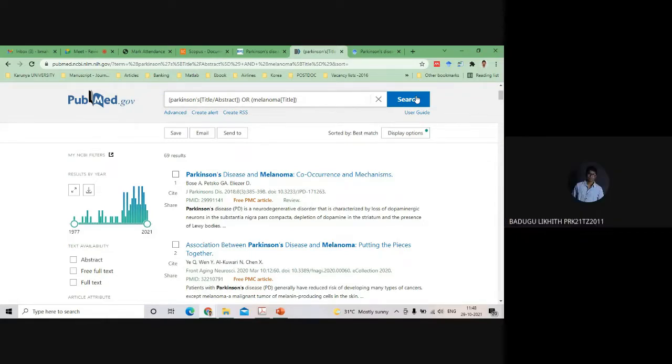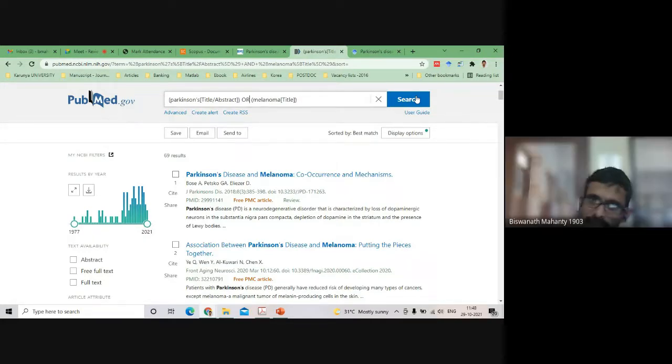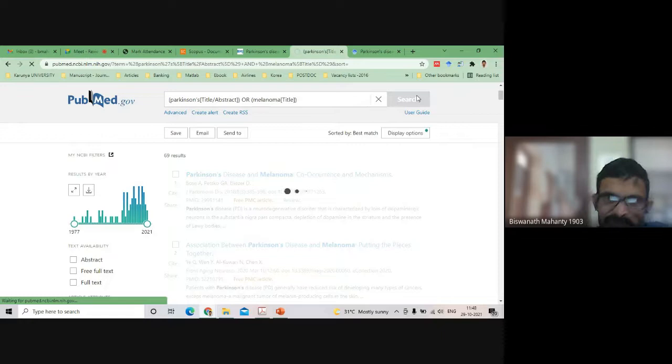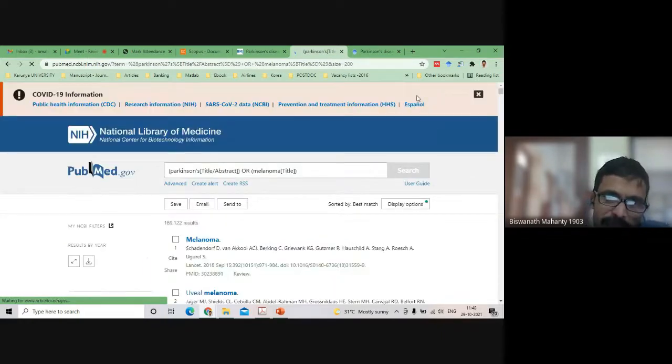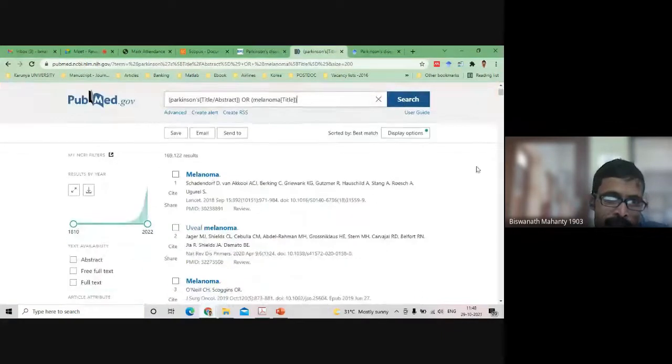Why? Because it gives two different meanings there for Parkinson's and melanoma as well. So it will look for melanoma also, even if it is getting Parkinson's or not, it doesn't bother. And if it is getting Parkinson's, even if it is not getting melanoma, it doesn't bother. So of course it will give a bigger number of results, as we are expecting. Oh, it is so big that you cannot really imagine. You see, 1,69,122. So if you don't know whether I should put OR or I should put AND, these are very important.